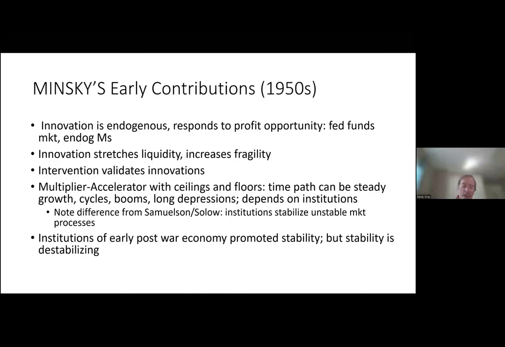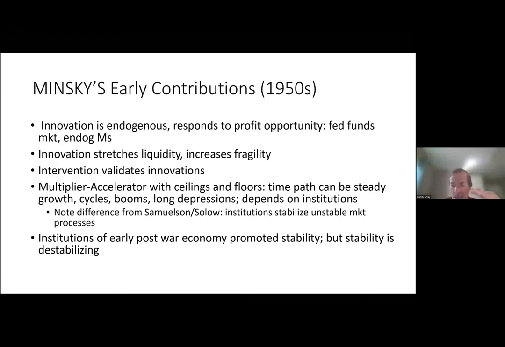Okay, another paper, in 1957, he used that multiplier-accelerator model of Samuelson, but instead of having a neoclassical stabilizer, his stabilizer was institutions. So he argued that with a multiplier-accelerator model, the economy could cycle, and they could be explosive cycles. There's no reason why they're a nice constrained cycle, but we have ceilings and floors.